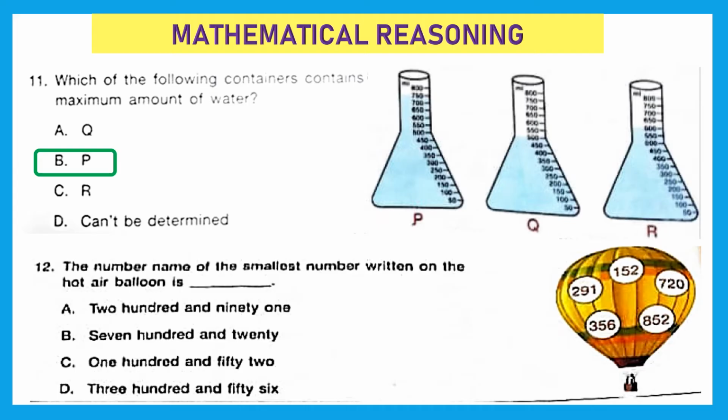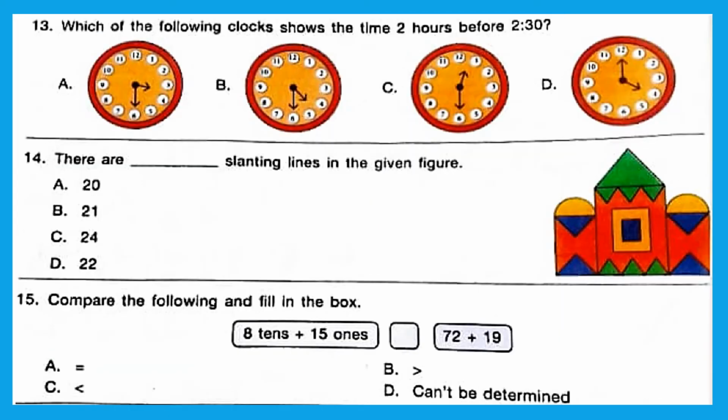So let's find the smallest number. And the smallest number is 152. That is 152. The right option is option C.